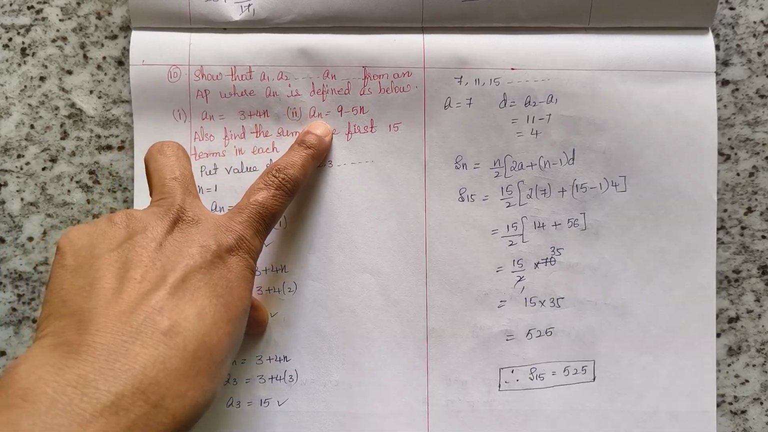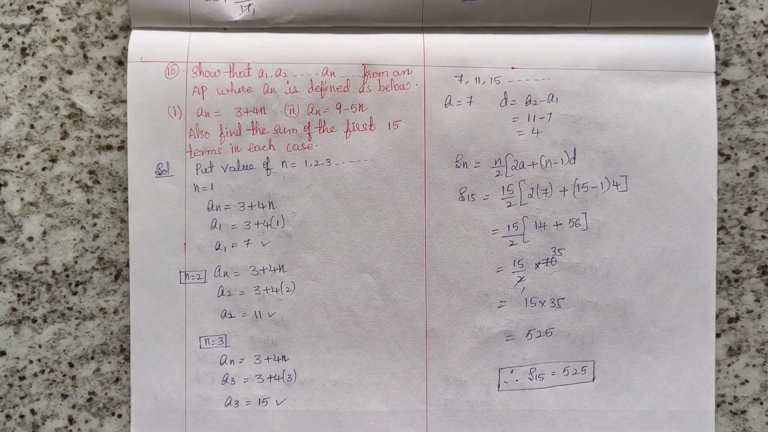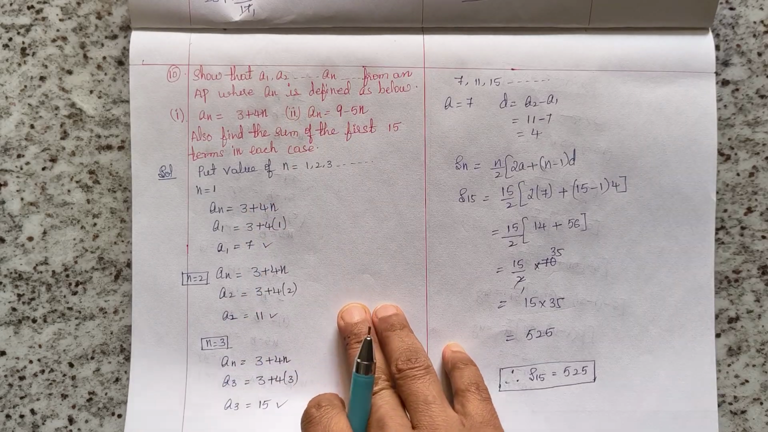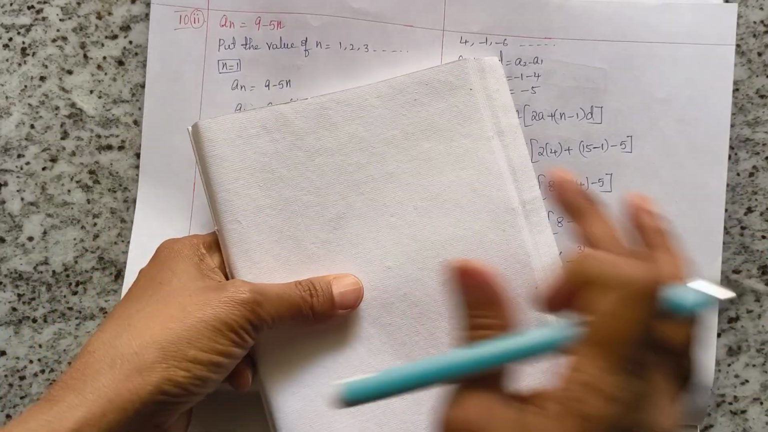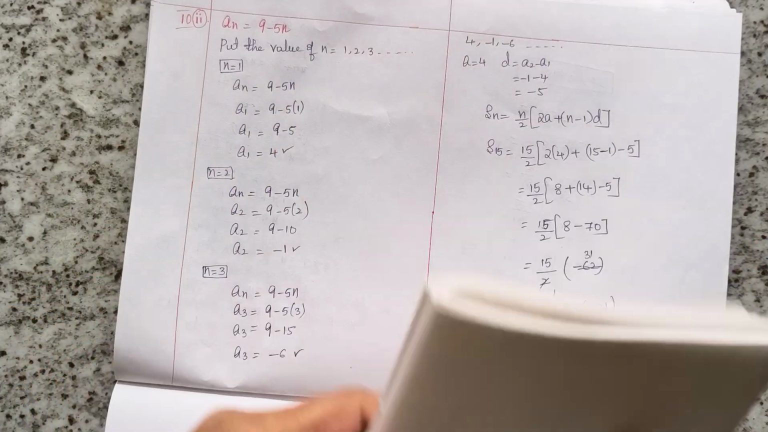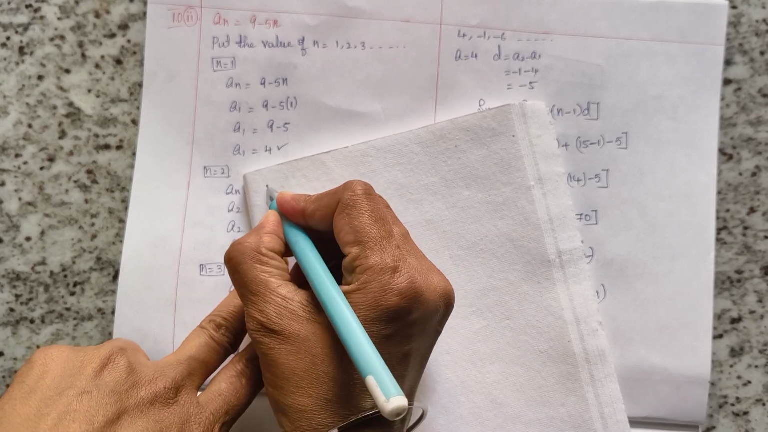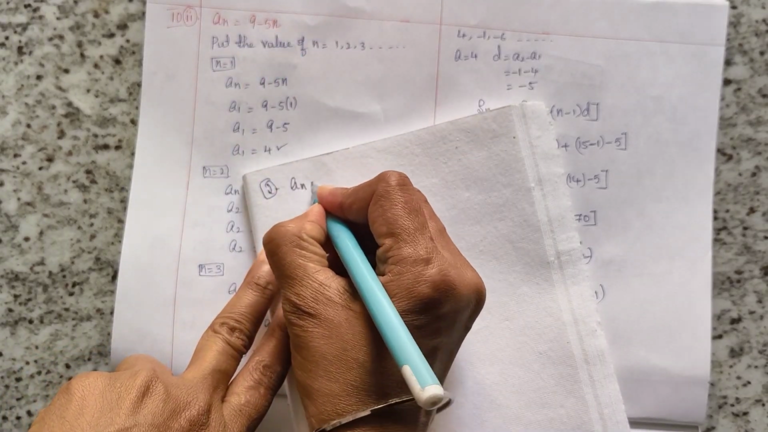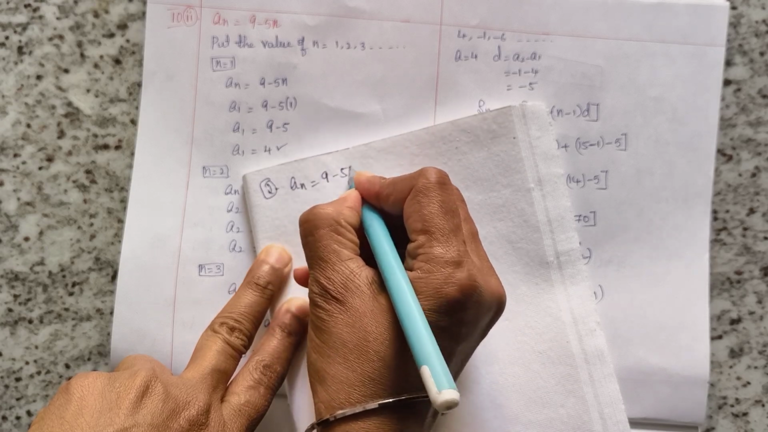In this question, one more question is also there. That is also the same style. We will do it. So what is the second question? An is equal to 9 minus 5n. We will do it here. Second question. See here, an is equal to 9 minus 5n.